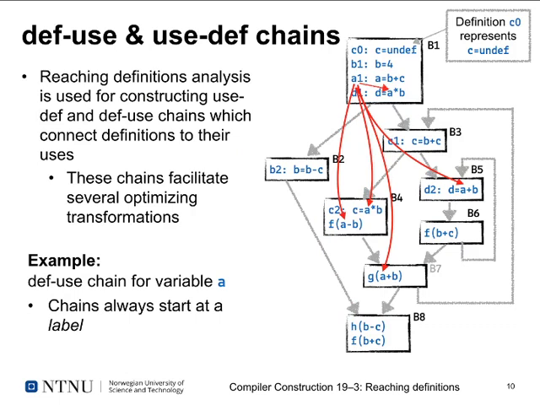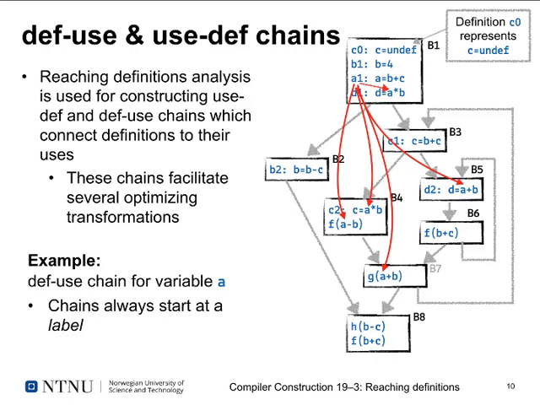when we consider the data flow through our complete program, we can take this a bit further, so we can actually define chains of defs and uses and the other way around. So reaching definitions, this analysis is actually used for constructing so-called use-def and def-use chains, and these always connect definitions of variables to their uses or the other way around. And these are the basis for facilitating several optimizing transformations here.